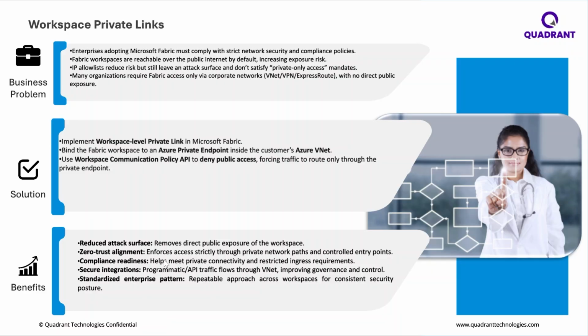And zero trust alignment enforces access strictly through private network paths and controlled entry points. And compliance readiness, it helps meet private connectivity and restricted ingress requirements as well. And secure integrations, programmatic API traffic flows securely through VNet, as we mentioned, so improving your governance and control posture as well. So standardized enterprise pattern, so repeatable approach across your workspaces for consistent security posture across your entire organization.